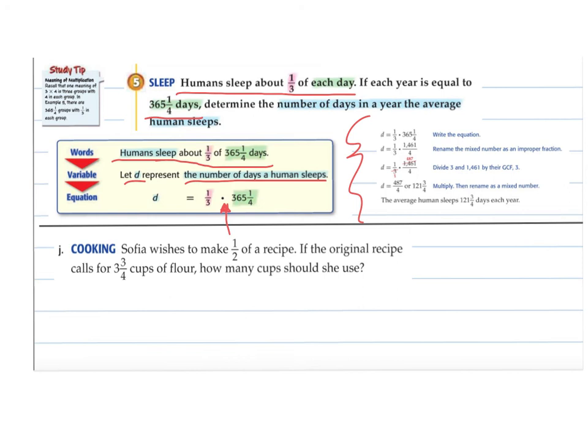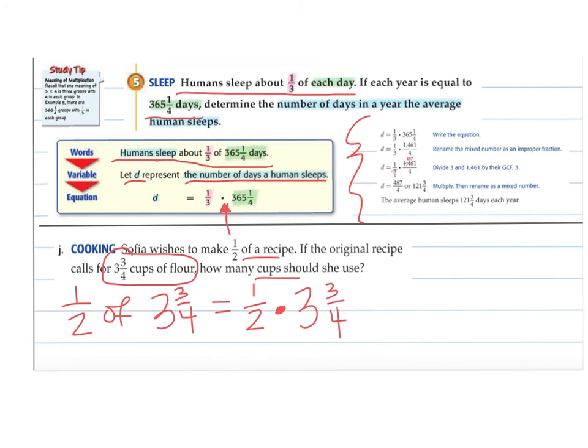So if Sophia wishes to make 1/2 of a recipe, if the original recipe calls for 3 3/4 cups of flour, how many cups should she use? So she's taking 1/2 of 3 3/4 cups, which is the same as 1/2 times 3 3/4. And this dot means times. So remember, before I can multiply, I need to rewrite it into fractions. I need to change my mixed number into an improper fraction. So 1/2 times, and then we have 4 times 3 is 12 plus 3 is 15/4.